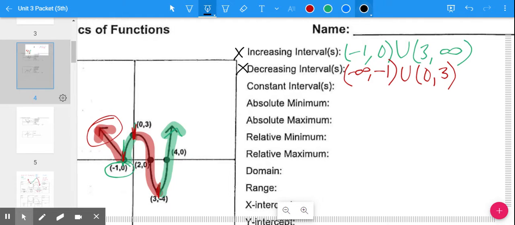Now there's no flat areas on this line, so we have none on the constant intervals. There are no constant intervals.